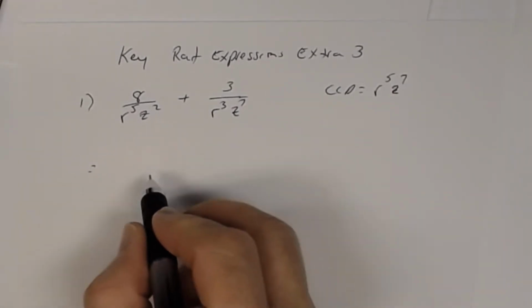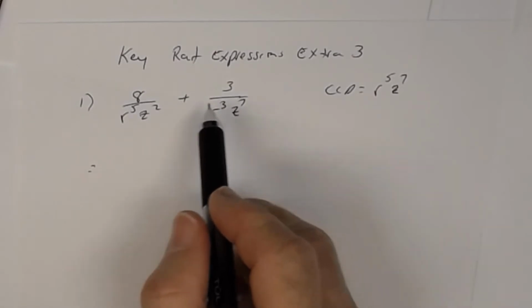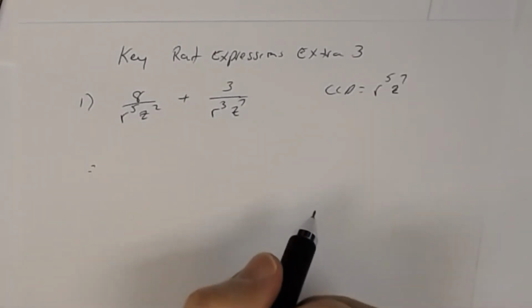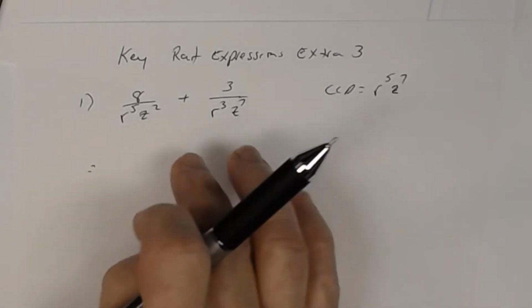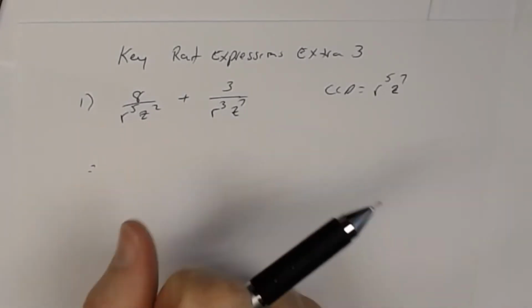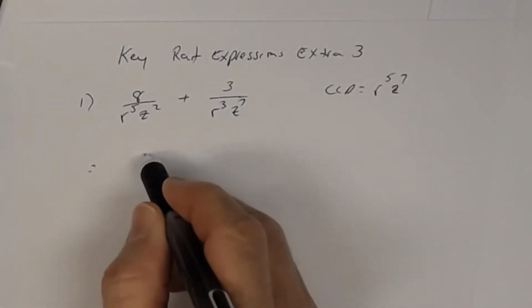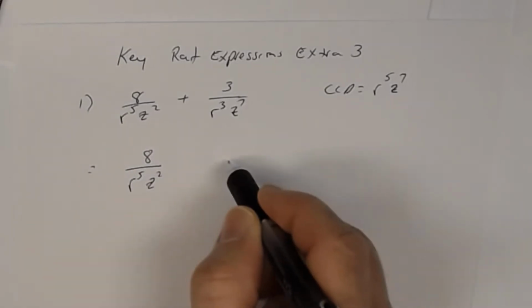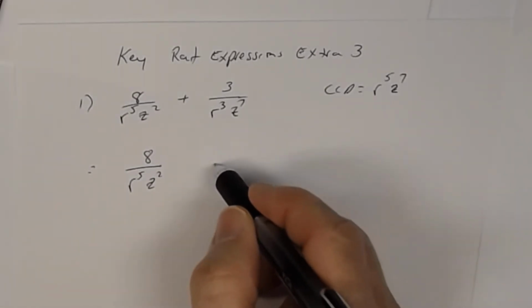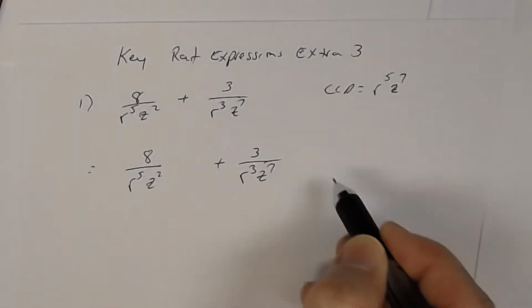Now what you're going to do is rewrite these 2 fractions with this denominator. I'm going to rewrite this, but leave some room so that when I do the discussion, you'll see what I'm doing. So I have 8 divided by r to the 5th z squared, and we'll leave a little space here, and then plus 3 divided by r cubed z to the 7th.